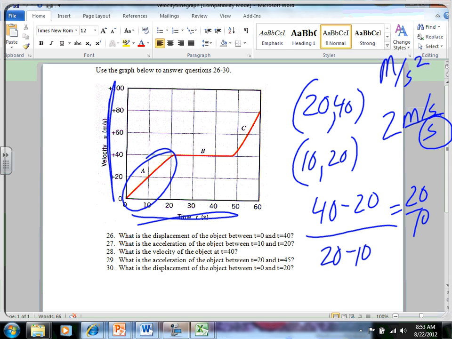Now I want you to calculate the slope in section B. Put it on paper. Calculate the slope in section B. If you know what you're doing, this ought to be really easy.